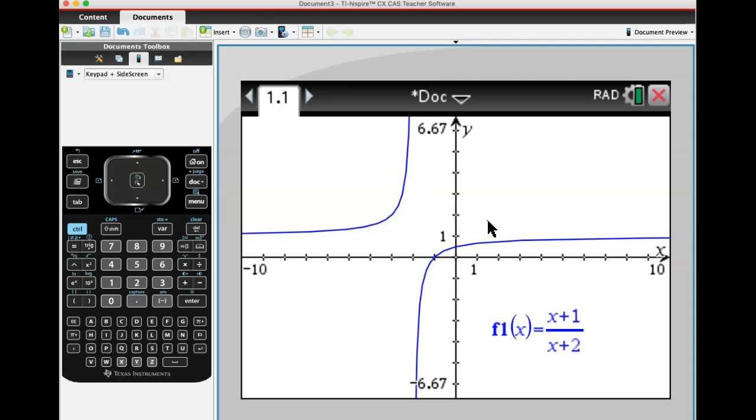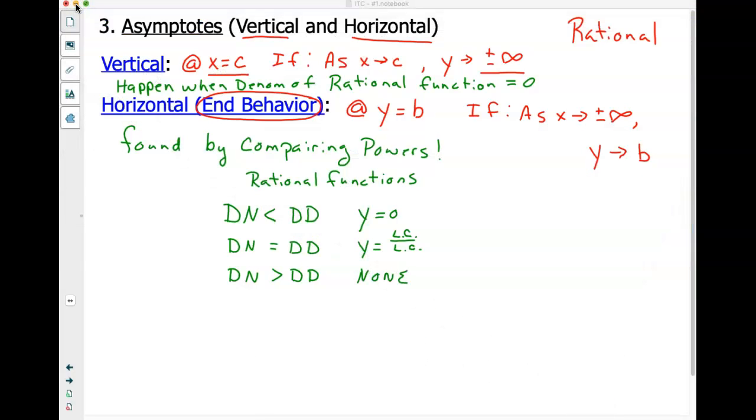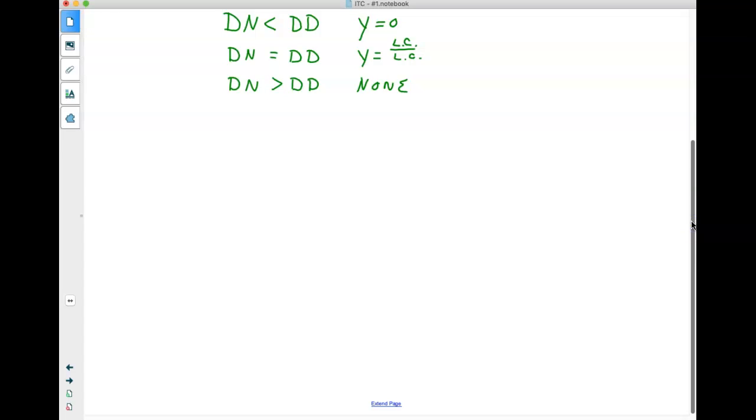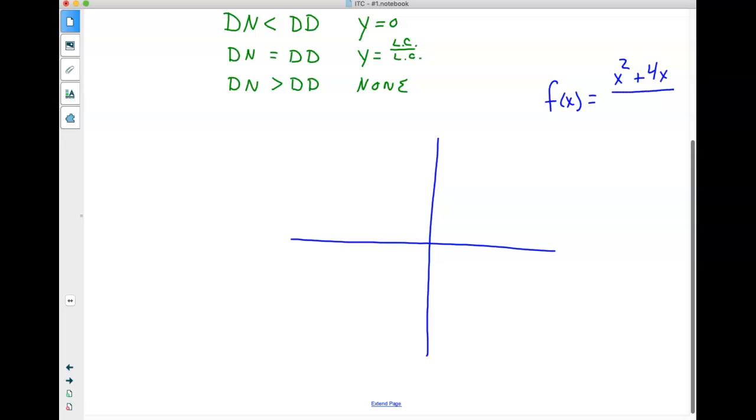And we have some other crazy things that happen too. But for one other example, I'm just going to get rid of my calculator and extend my page. I'm going to grab a blue pen and make my x and y axis. I'm going to say f of x. You can graph this in your calculator if you want, but I'm just going to take x squared plus 4x and divide that by x squared minus 9.